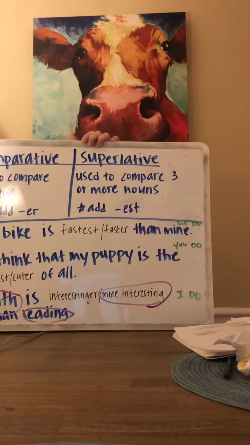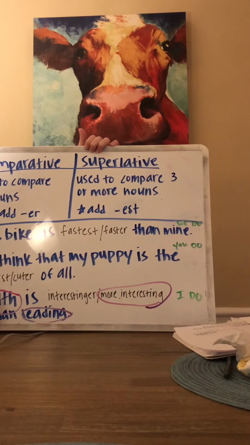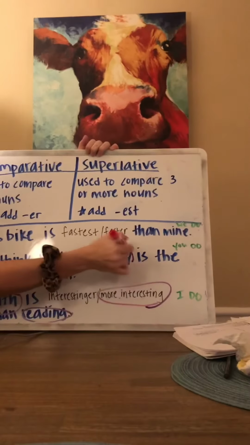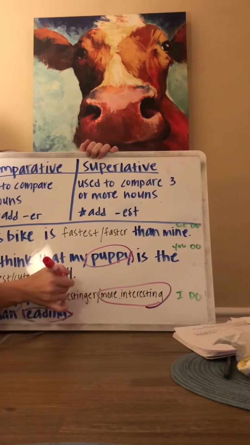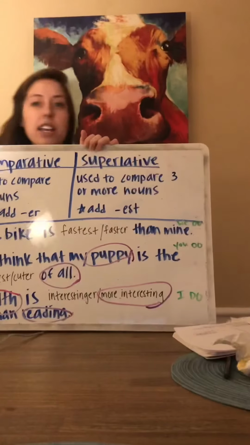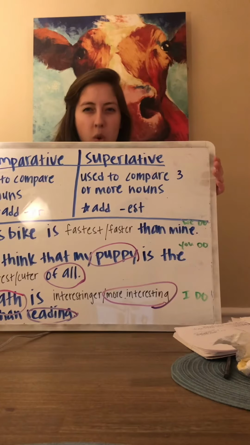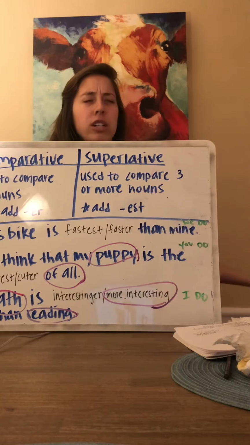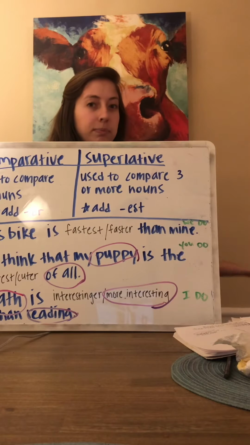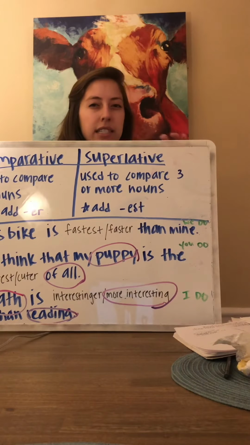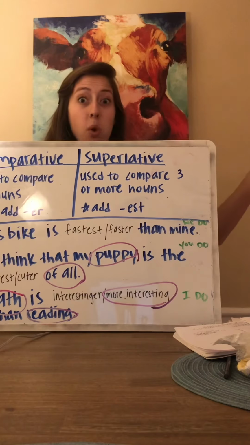So I like to reread my sentences to figure this out. It says, I think that my puppy is the cutest or cuter of all. Well, I know I'm comparing my puppy to all the other puppies. So am I comparing 2 things or 3 or more? Puppy versus all. Think about it for a second. The word all kind of hints to me that it's 3 or more.